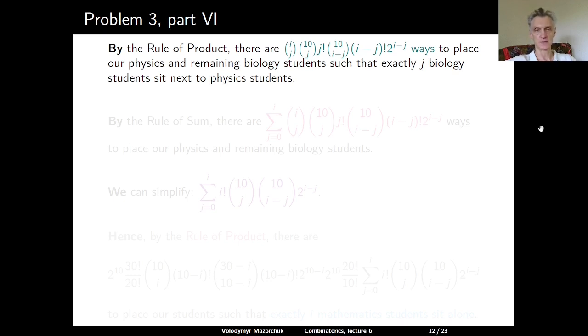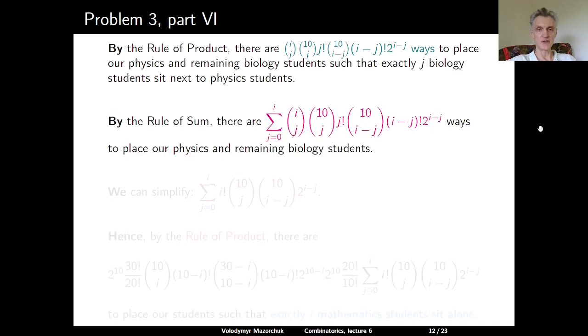to physics students. We can now use the rule of sum, and get that there are the sum over all j between 0 and i of the expression which I just read: i choose j, 10 choose j, j factorial, 10 choose i minus j, (i minus j) factorial, 2 to the power i minus j. So this is the number of ways to place our physics and remaining biology students.